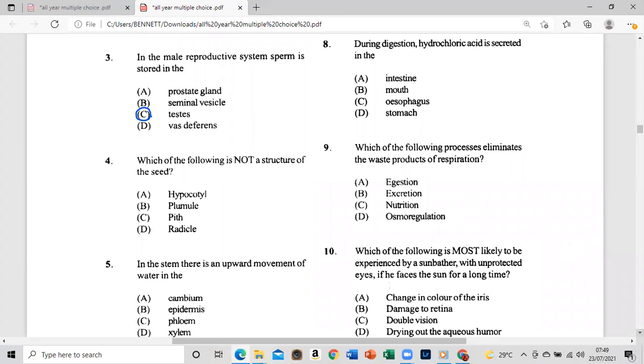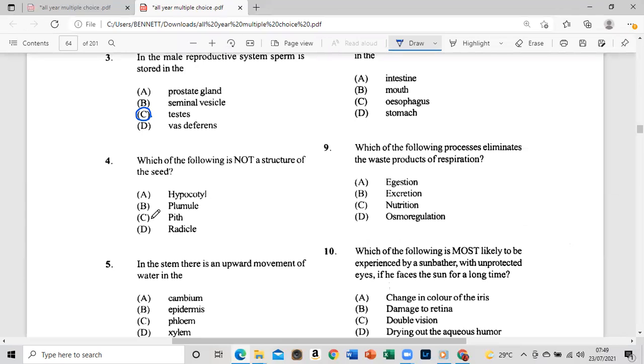Which of the following is not a structure of the seed? And that is C.